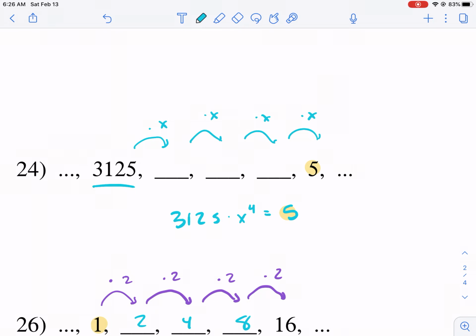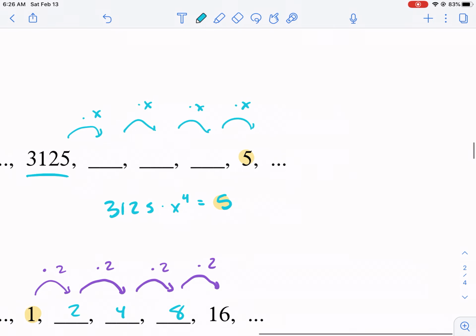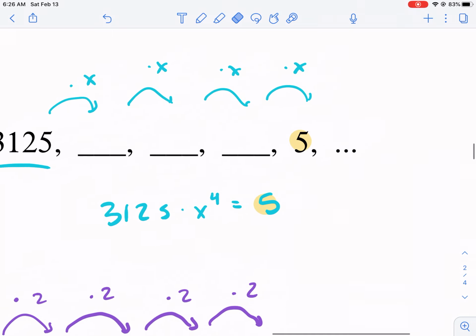Another way to say it is, okay, I'm multiplying and getting smaller. That's another way of saying division. So I could say 3125 divided by x to the 4th equals 5. These are two different ways to think of it. You're going to see your pattern in two different lights. If I confuse you, don't worry about it. I'm just going to stick with the multiplication since it's more consistent.